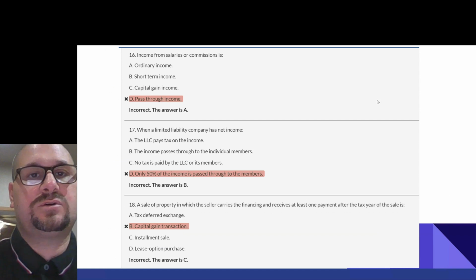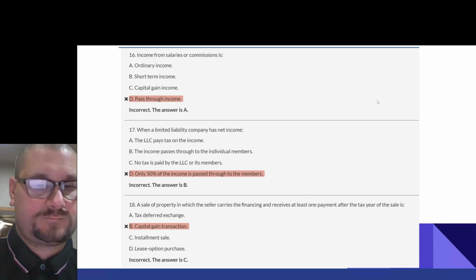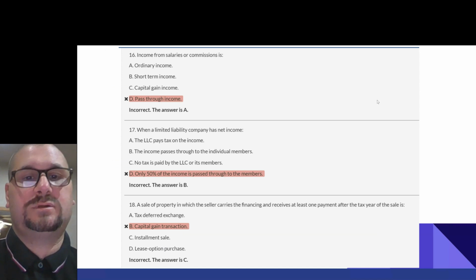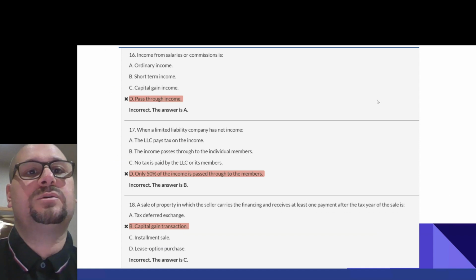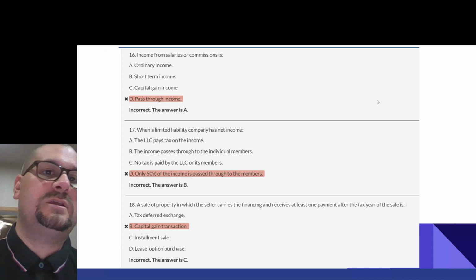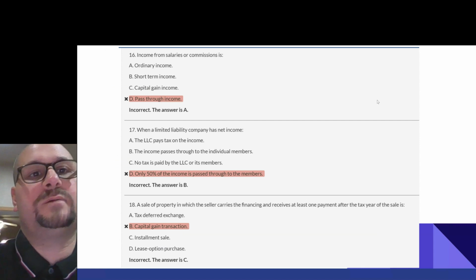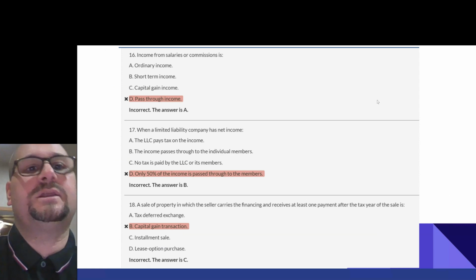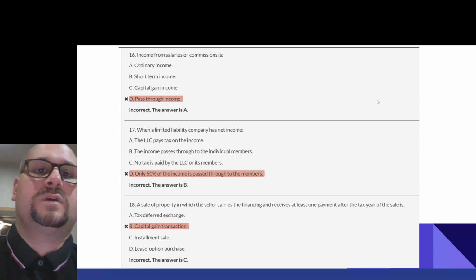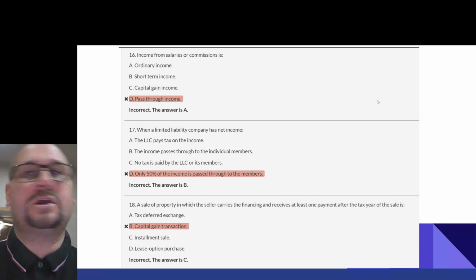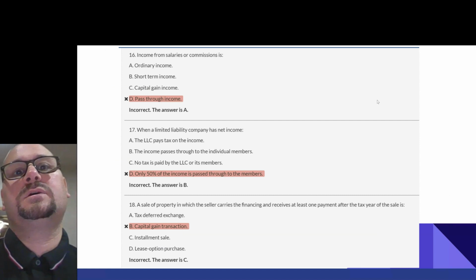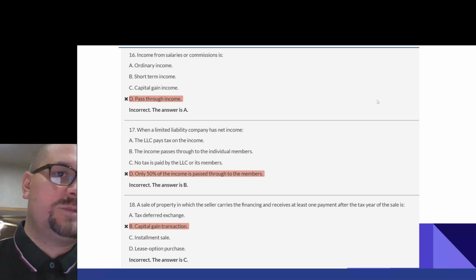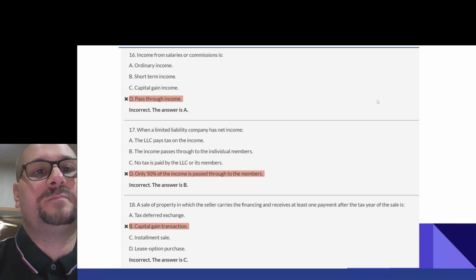Income from salaries or commissions is what? Ordinary income. So income from your salary, we call it ordinary income. Typically, you go to a W-2 job, you make that income, ordinary income. But what if you're a realtor and you make a commission? Ordinary income. Or if you're an independent contractor, that's your ordinary job, that's ordinary income.